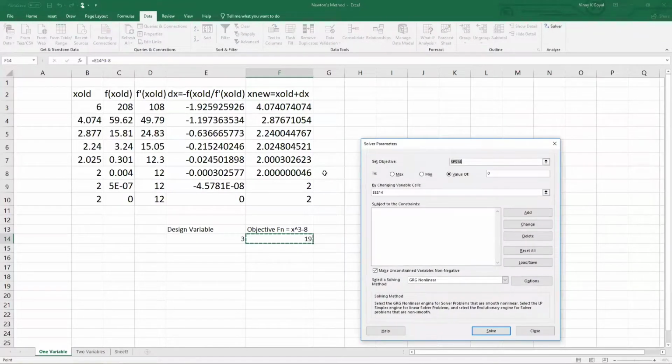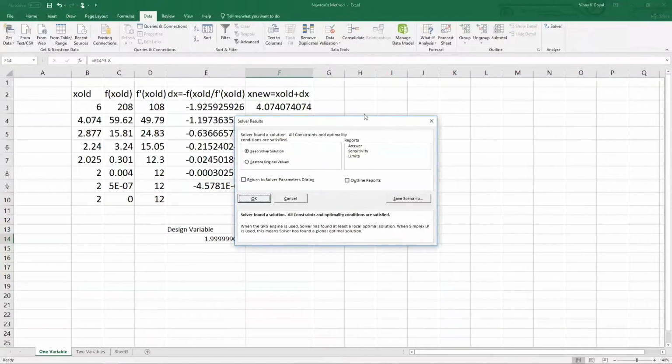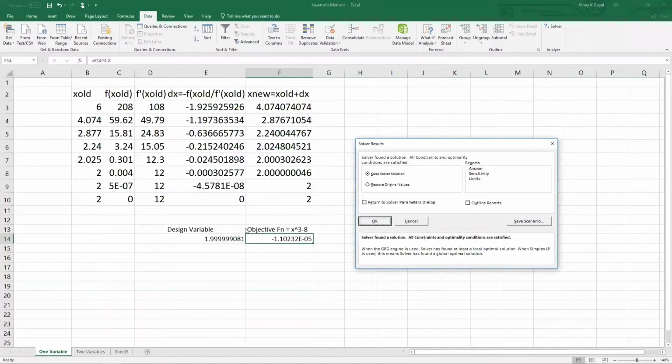The idea here is that I have defined an objective function. The objective function is x cubed minus 8, and what I really want is for this to be a value of 0. So I set this objective function, cell F14, to a value of 0 by changing the design variable. In this case, the design variable is x, and right now the guess is 3. And then we can use GRG Nonlinear if you want. I'll be covering GRG Nonlinear later. I hit the Solve button, and I found that the value of the design variable is 2.